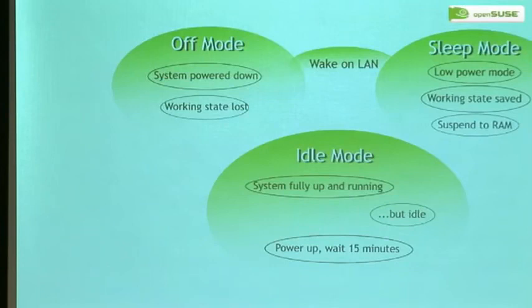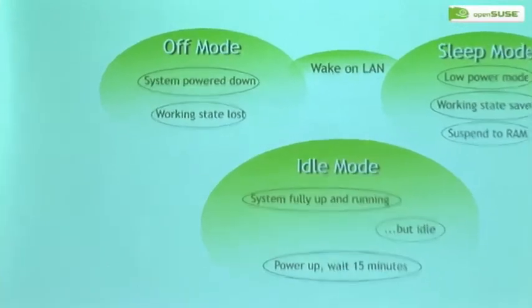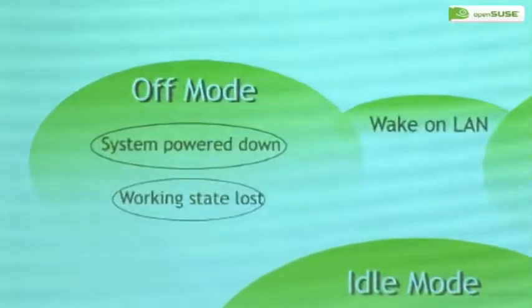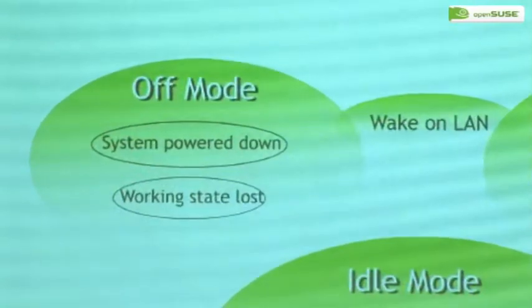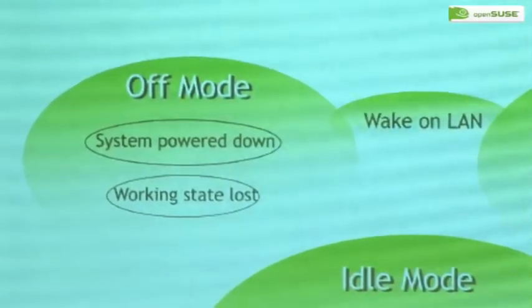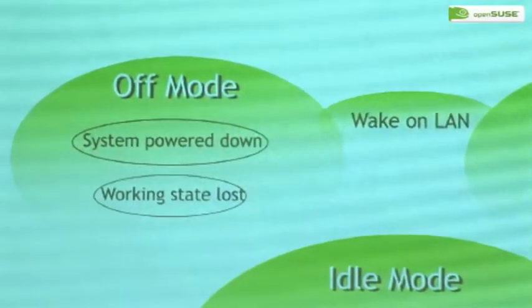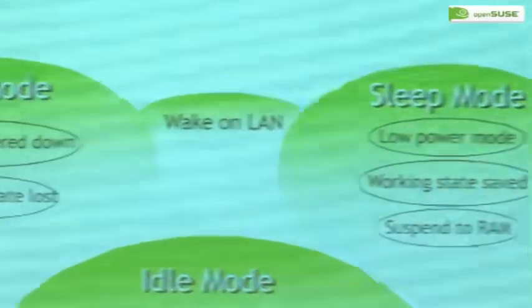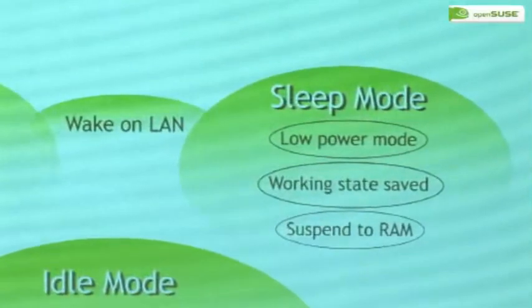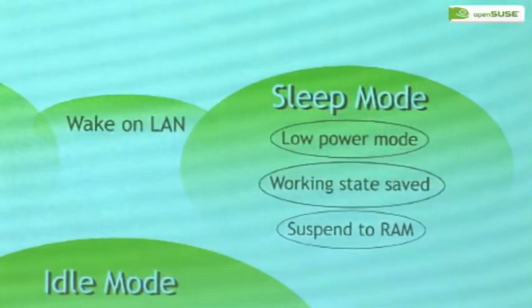For testing a laptop, the specification defines 3 operational modes a laptop has to be tested against. At first, it's the off mode. It's quite simple. It's just that the system is completely powered down and the working state is lost. Then another mode is the sleep mode. That's actually suspend to RAM, so the working state is saved to memory. And this is just a low power mode you would usually recover from in a few seconds.